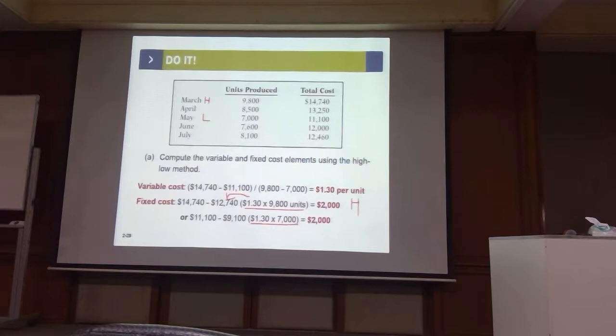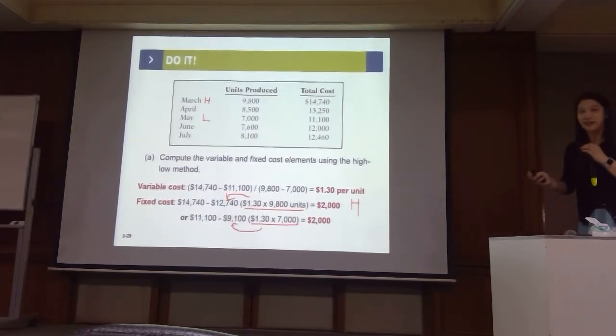So at the lowest level, you produce 7,000 units. 7,000 multiplied by 1.3, so you get 9,100. Okay, and the difference is the fixed portion, so you get 2,000 as the answer. So you get your answer.